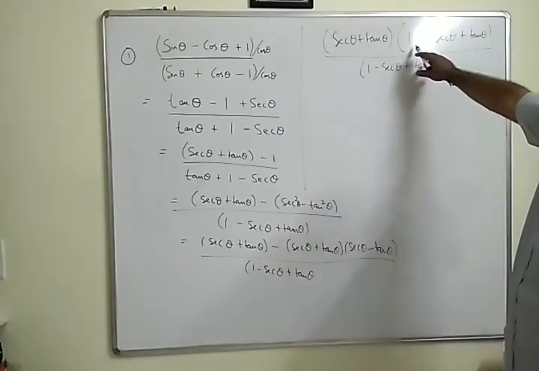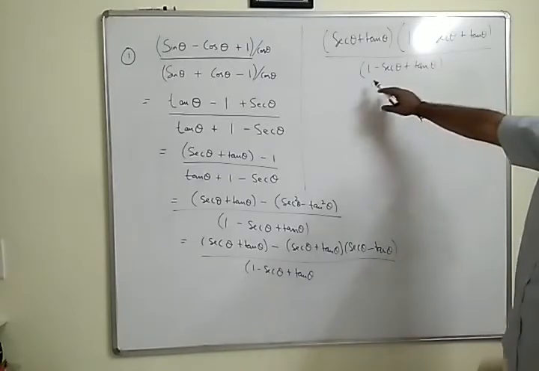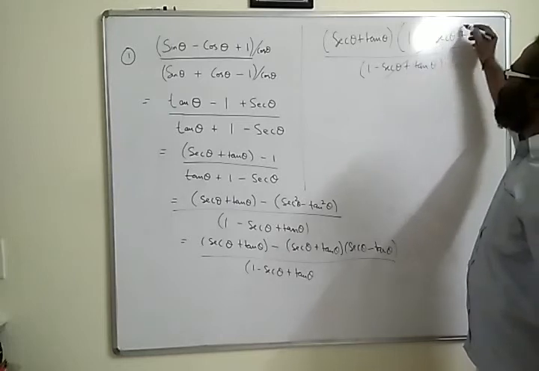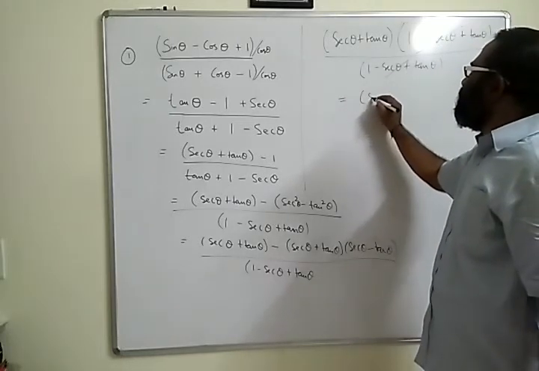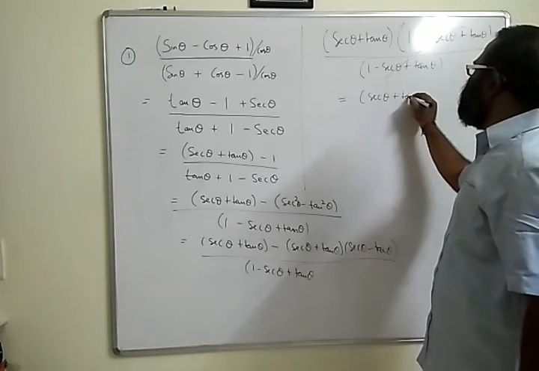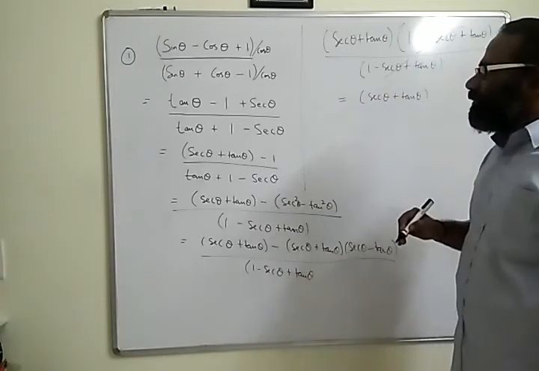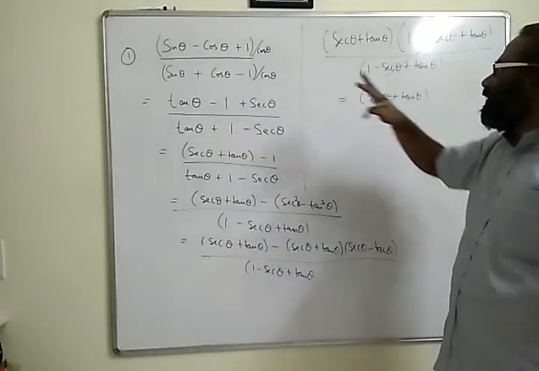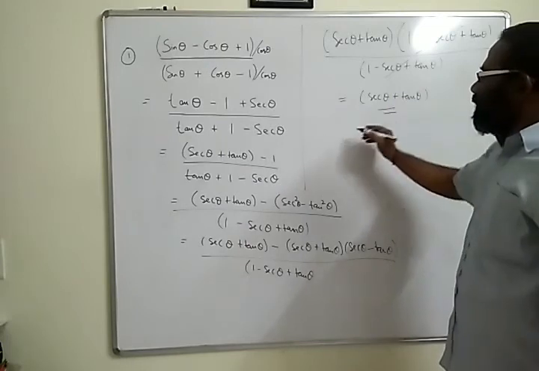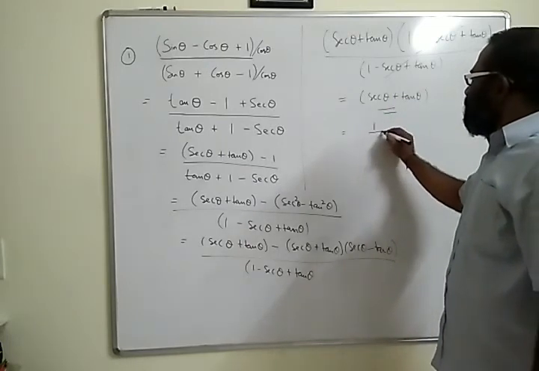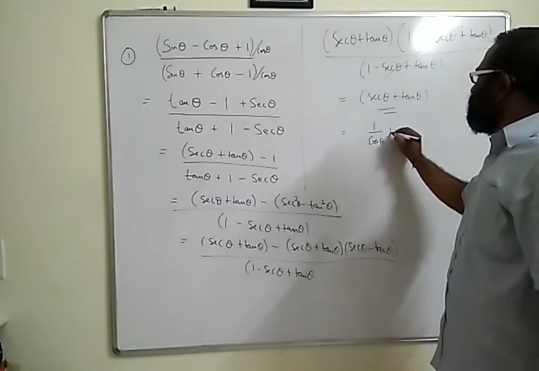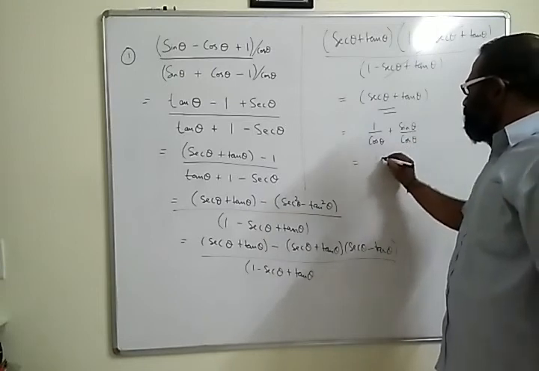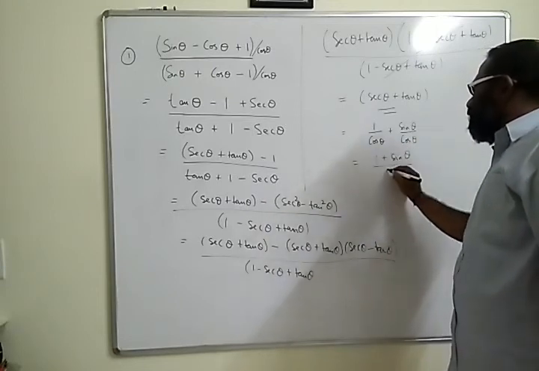Now if you see here, I have 1 minus secant theta plus tan theta on top, and in the denominator also we have 1 minus secant theta plus tan theta. Let's cancel those and we get secant theta plus tan theta. So normally it would be asked to prove this is equal to secant theta plus tan theta, or some variations, it may be 1 by cos theta plus sin theta by cos theta, or (1 plus sin theta) by cos theta.